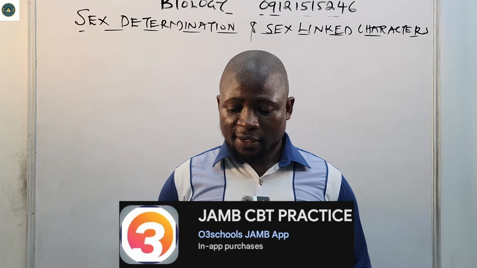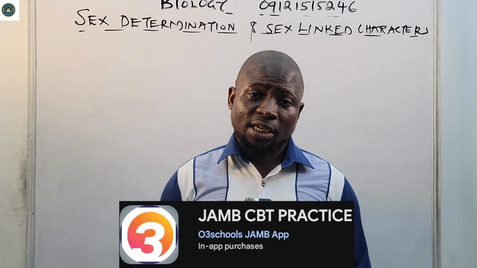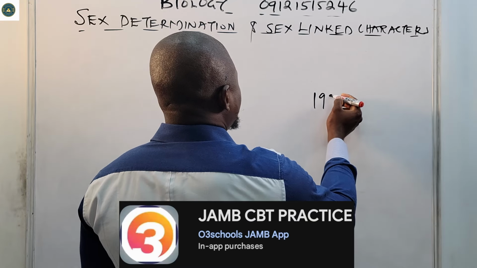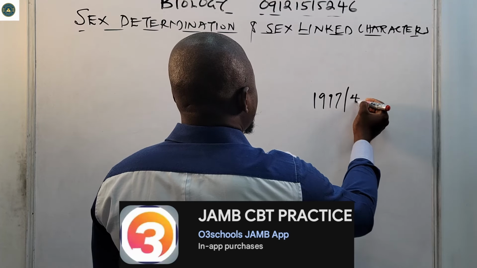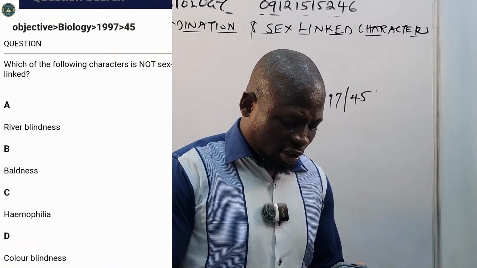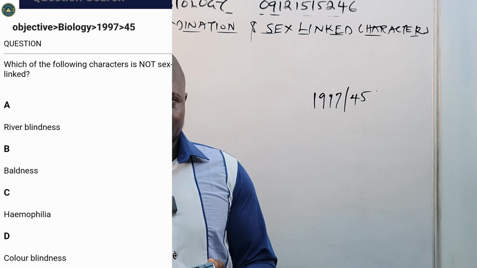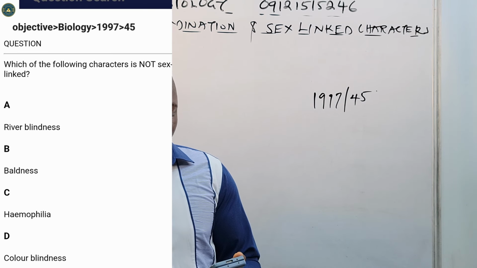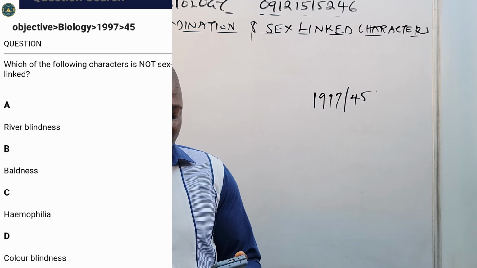All right, so we'll talk about the features of the app. Let's just see a past question from the JAMB app. This is a 1997 question. We use the question search feature, 1997, number 45. It says here, which of the following characters is not sex-linked? A says river blindness, B says baldness, C says hemophilia, D says color blindness.